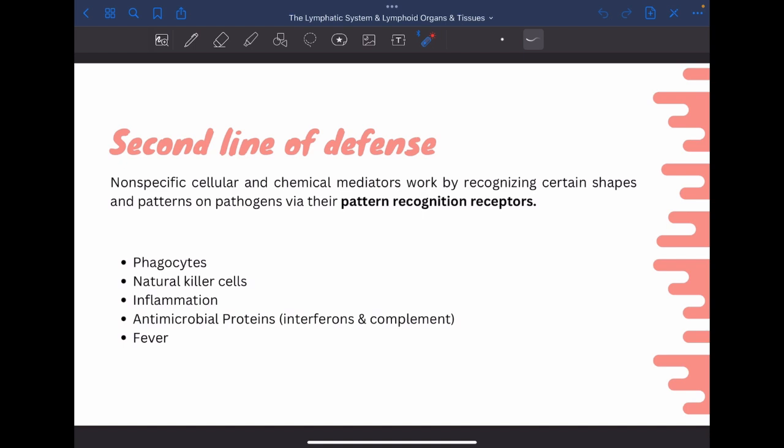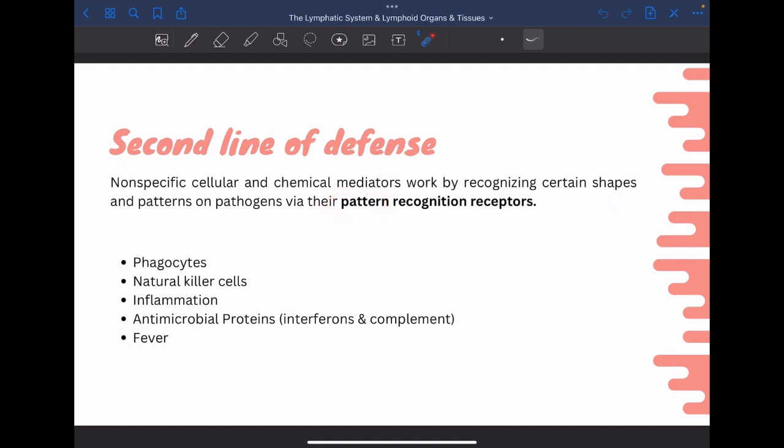The most common type of pattern recognition receptors we have are called TLRs, or toll-like receptors. Again, there are different types of them. Some of them will work at recognizing the glycolipid part. Some of them will work only against a specific group of bacteria, like gram-negative bacteria and so on. But the whole idea is that they don't work by recognizing antigens. They work by recognizing a specific pattern or a specific shape in the pathogen via the pattern recognition receptor.